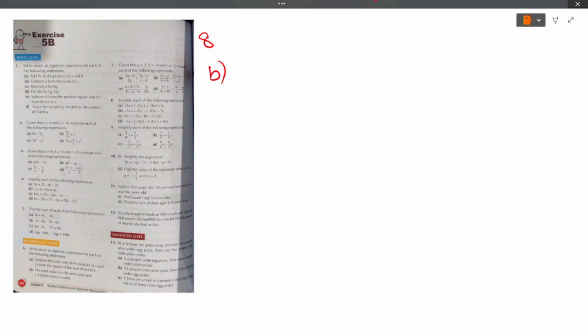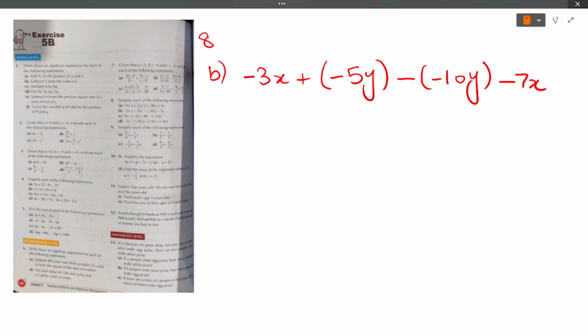B part. B part is minus 3x plus into minus 5y minus into minus 10y minus 7x. Okay, what is the first procedure? We are going to write the x variable together. So what are we going to do first? Minus 3x minus 7x. Okay, then it's the turn for the y variable. Now I'm writing the y variable here.